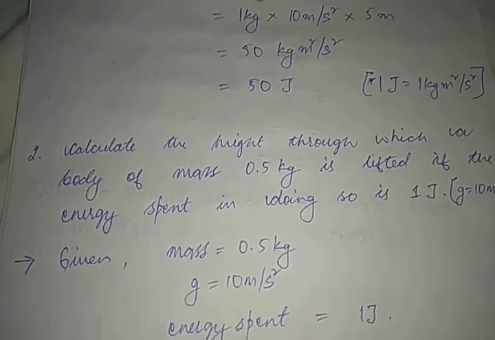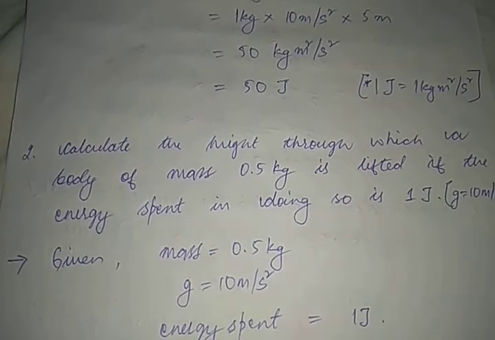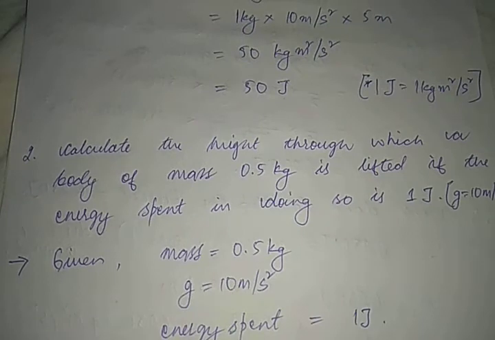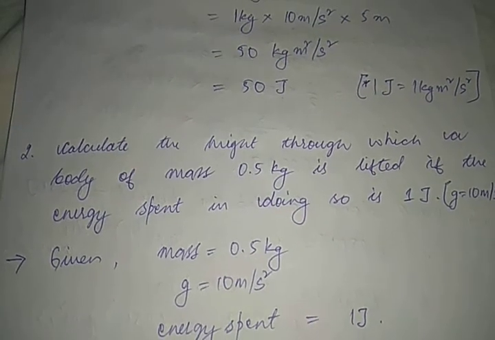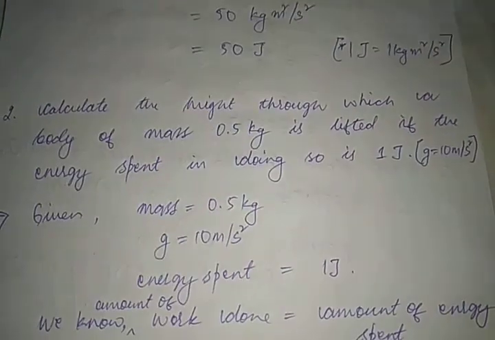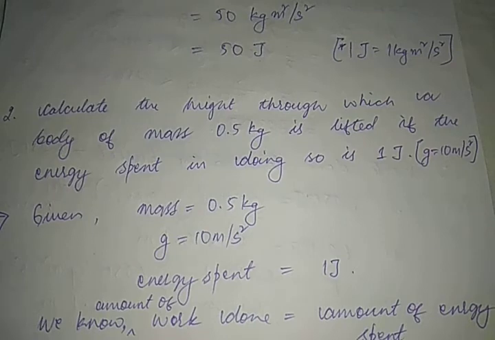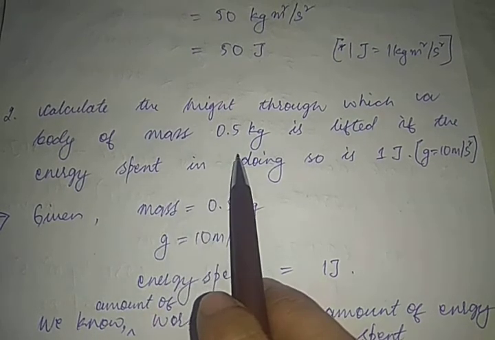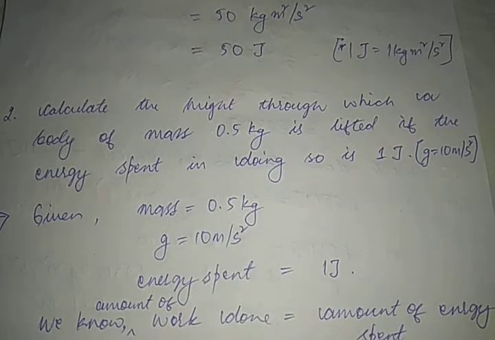Second question, calculate the height through which a body of mass 0.5 kilogram is lifted, in which the energy spent in doing so is 1 joule. Again, g is given to be 10 meters per second squared. Now in this question you need to find the height. You need to find the height in this particular problem, when the energy needed to lift a body having mass this much, 0.5 kilogram, is given.